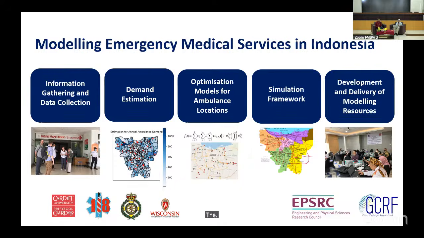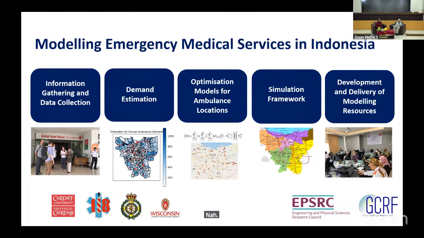The example of a project starting from data gathering to policy implication. Say, this is a project done in Indonesia for several years. It was funded by EPSRC through their Global Challenge Research Fund. It's a collaboration between Cardiff University, Ambulans Gawat Darurat 118, Welsh Ambulance, and another academic from Wisconsin, Madison, USA at that time.